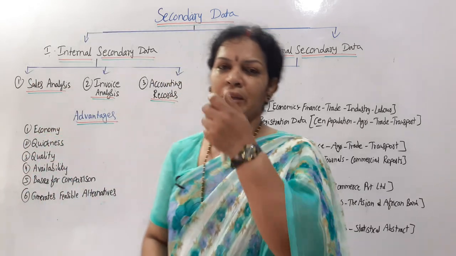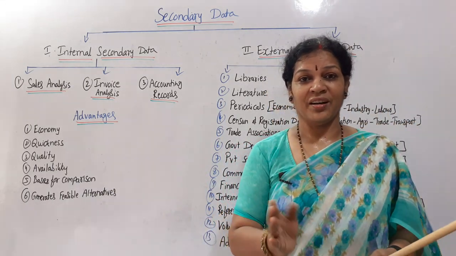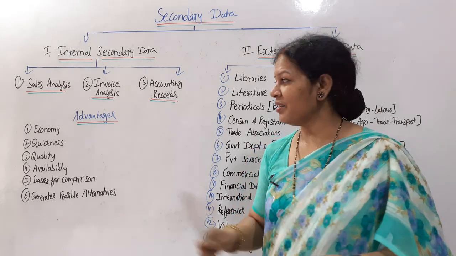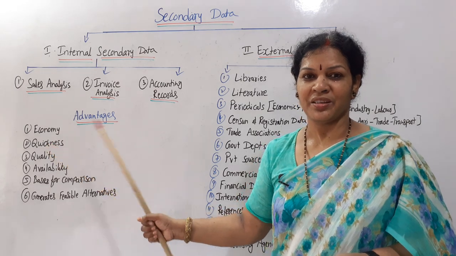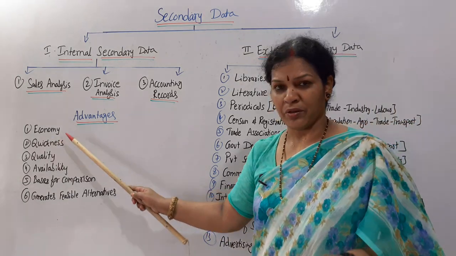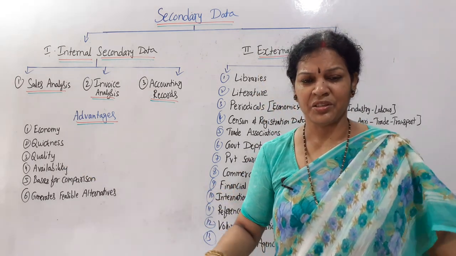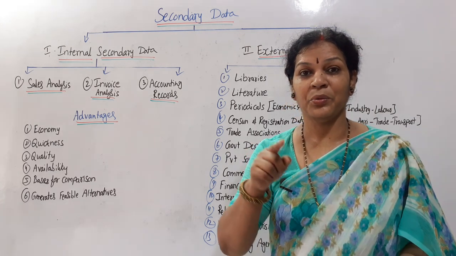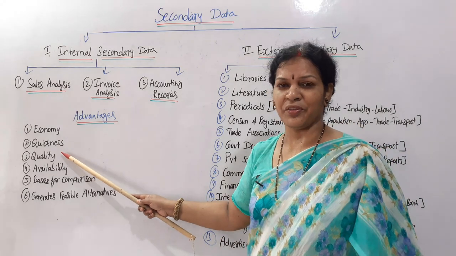Am I clear? And what advantages do we have? Mainly, these are the advantages. External data means someone has already collected this data, and now we are using it. The first advantage is economy. You are not doing anything, just simply using it. Very rarely you are paying something, like with advertising agencies. Otherwise the data is free. So you are not spending much of your money. And also quickness. Data is available, search it, get it and use it. Whereas if you go for primary data, you have to collect the data and analyze it, and it will take lots of time. Here it is readily available, so without wasting time, you will get the data.